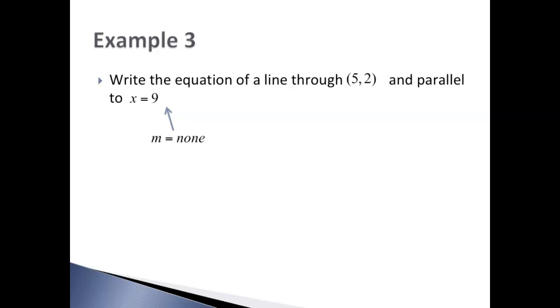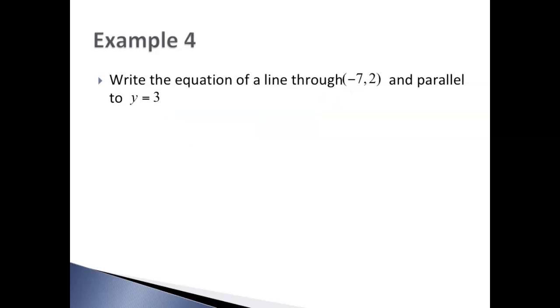So, to write the equation of this line, it's also going to be of the form x equals, and what is x equal to? Well, if it goes through the point (5, 2), that means it must go through x equals 5. So the equation of this line is just going to be x equals 5.